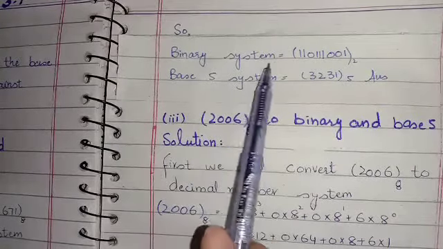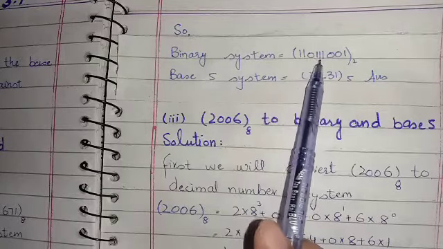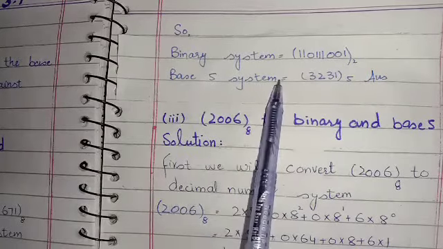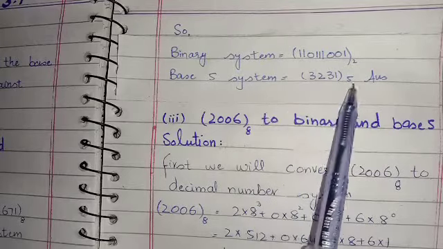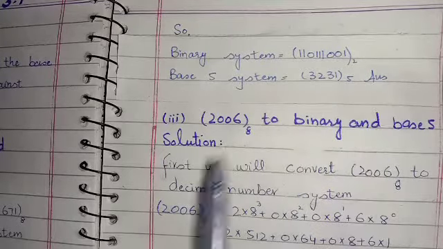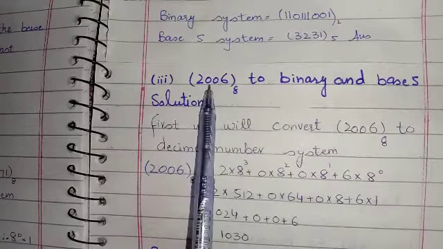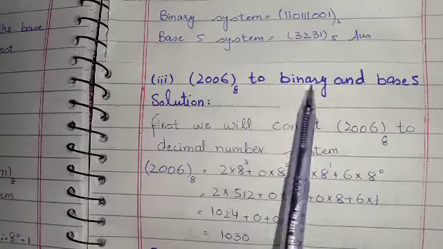So binary system is equal to 110111001 with base 2, and base 5 system is equal to 3231 with base 5. This is our answer. Now students, let's move towards our part 3, 2006 with base 8 to binary and base 5.